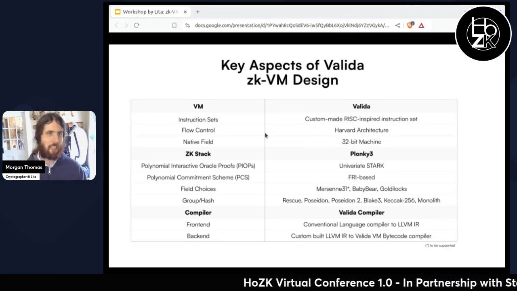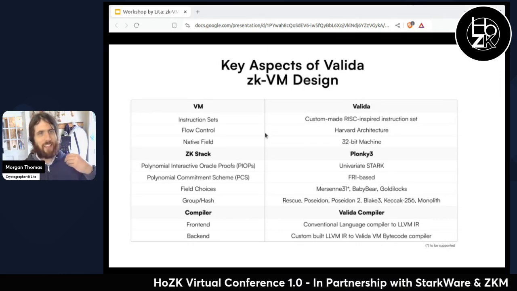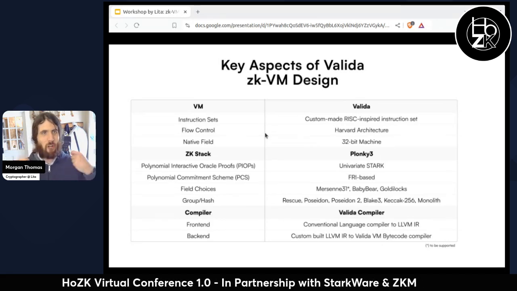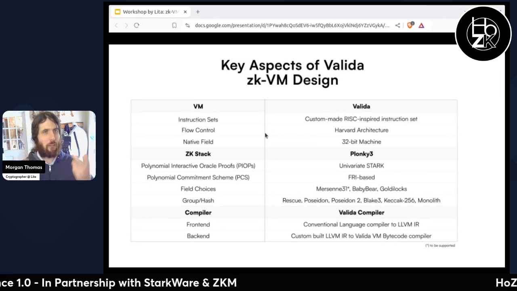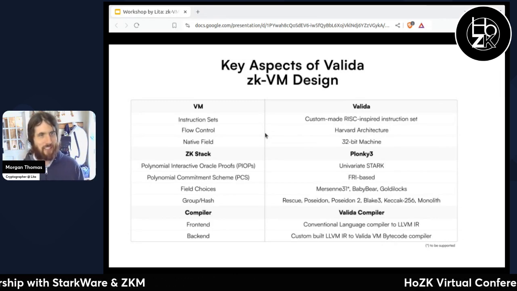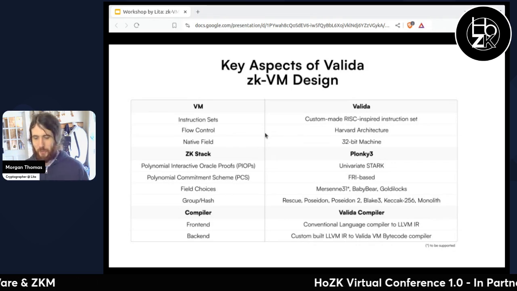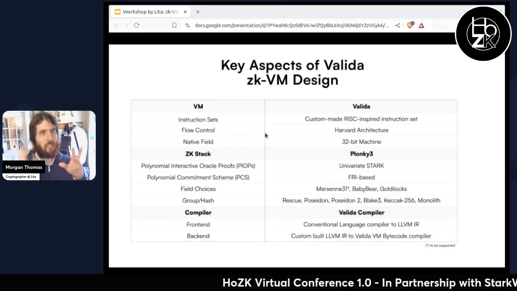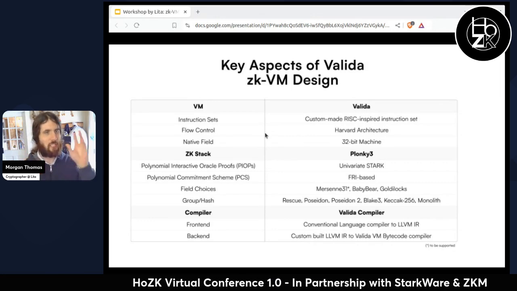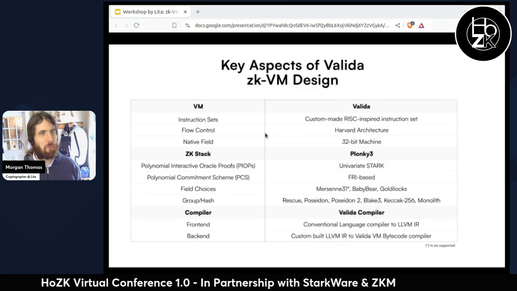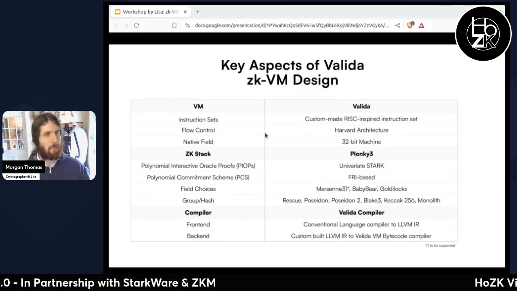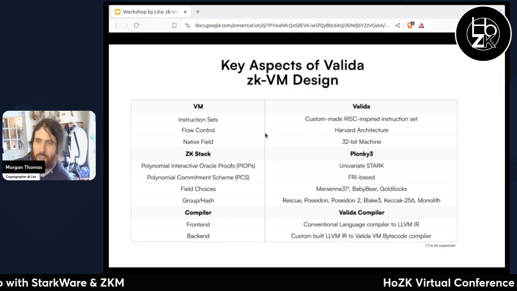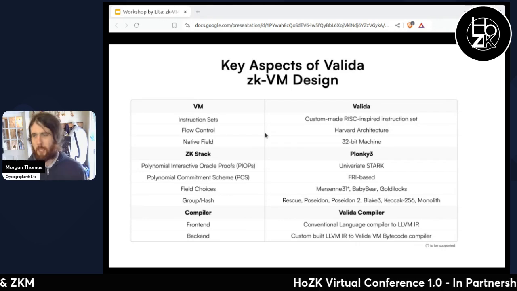So in Valida, we're using a small field size, less than 32 bits, and we have a 32-bit virtual machine. And we represent words generally with byte decomposition, splitting them up into 4 8-bit values. We're looking at maybe splitting them up into 16-bit words, at least for some purposes. That could be better.